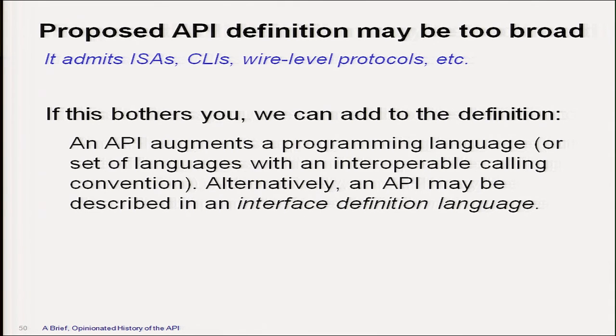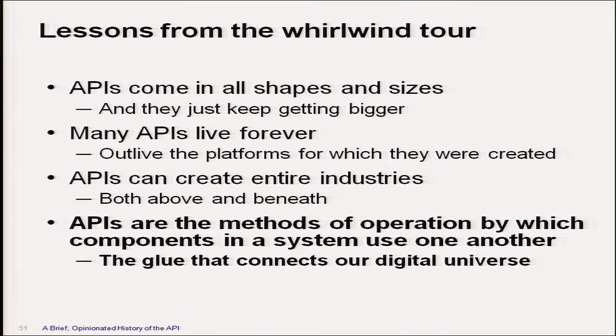So what can we learn from that tour? Well, first of all, APIs come in all shapes and sizes, and they just keep getting bigger over time. Many APIs live forever. They far outlive the original hardware for which they were written. APIs can create entire industries, both above them and beneath them. By above them, I mean that people write programs that call the API, and those programs and hardware that embodies those programs can create industries. And by beneath them, I mean reimplementations of those APIs. Simply put, APIs are the methods of operation by which components in a system use one another. They are the glue that connects our digital universe.